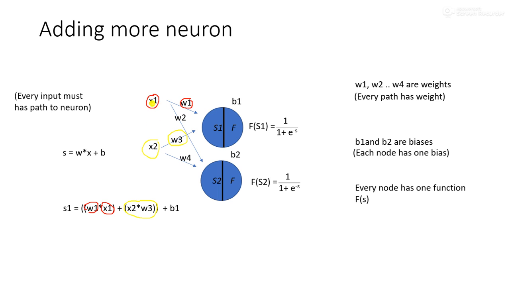Okay, so these two are combined together to form S1, and S1 plus B, the bias, you got S1. Then what's happening to F? Simply this S1 is put in the function F, then you get the output. So the value S1 will be here, and whatever the output is, output 1. It applies the same to the second node.